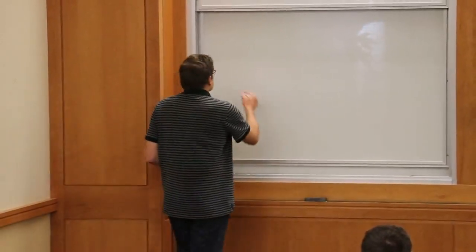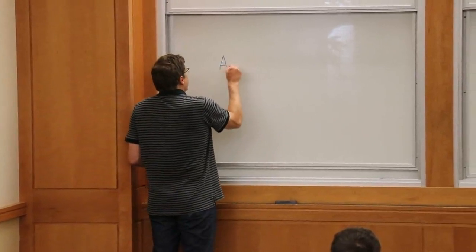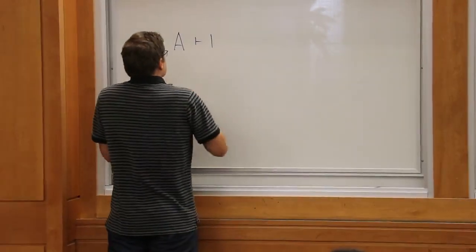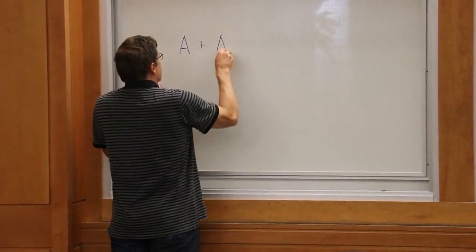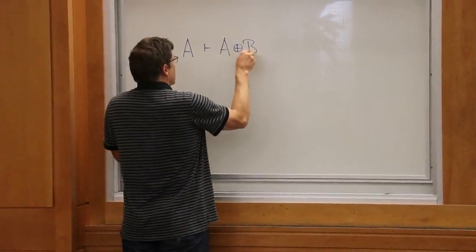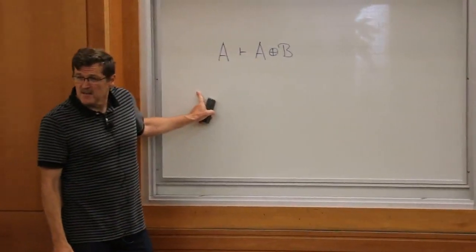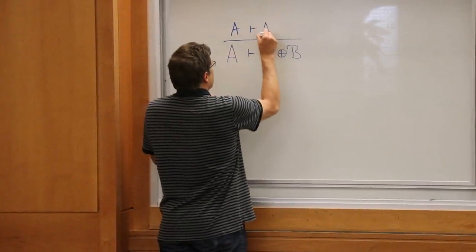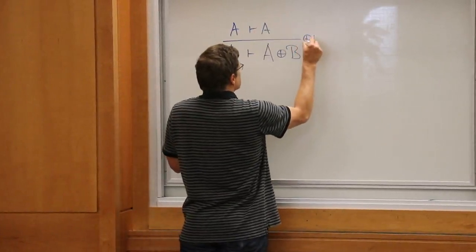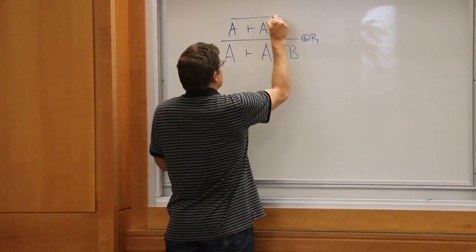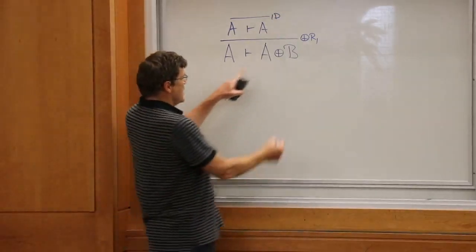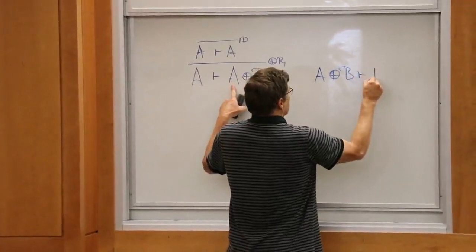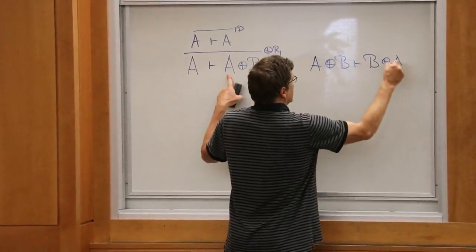So I'm going to do it like this. I say A entails A plus B. Okay, how do we prove it? Well, A proves A because this is the plus right 1, and this is the identity. All right, now then I know that A plus B is symmetric. And how do I prove that?